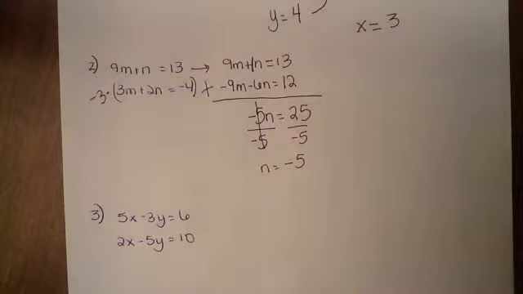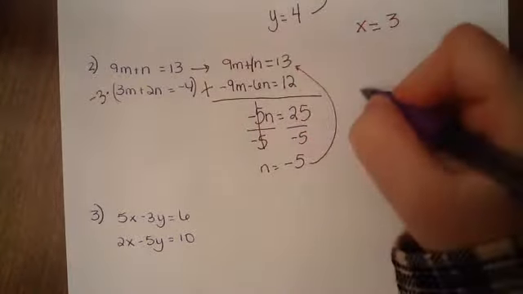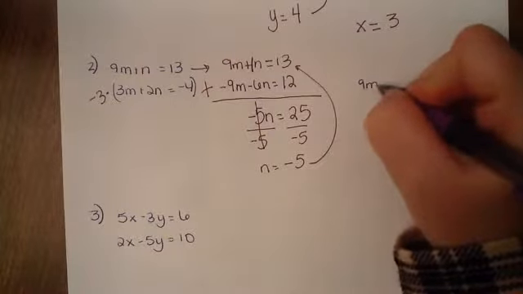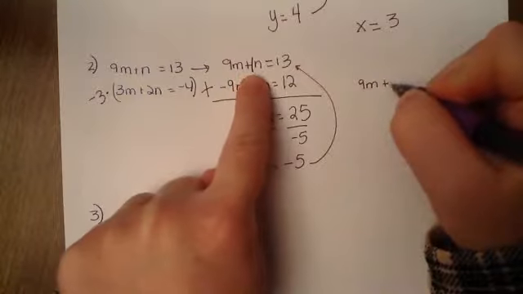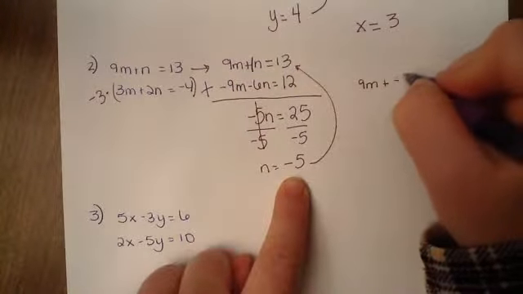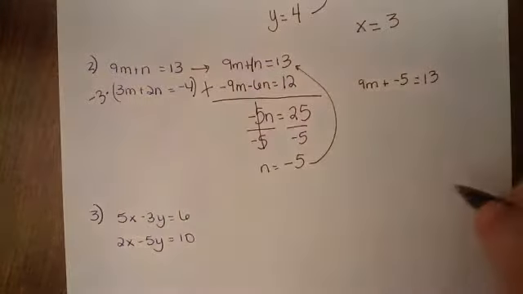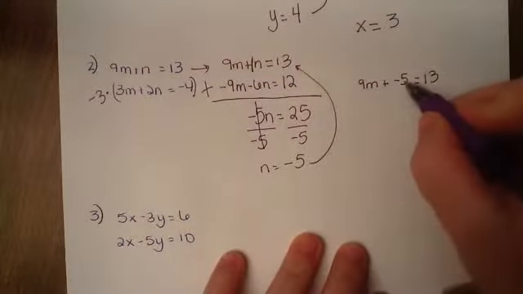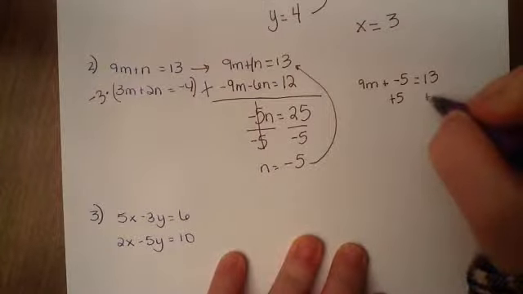How do we solve and find m now? Plug it back in. So 9m plus n. What did we have for n? Negative 5 equals 13. How do I get rid of a negative 5? Add 5.